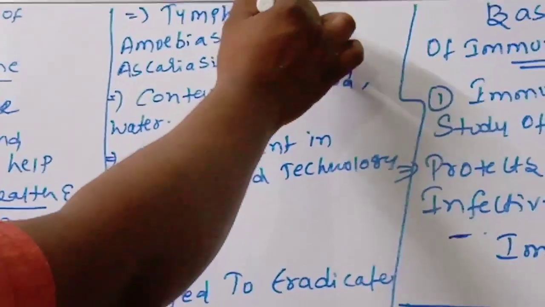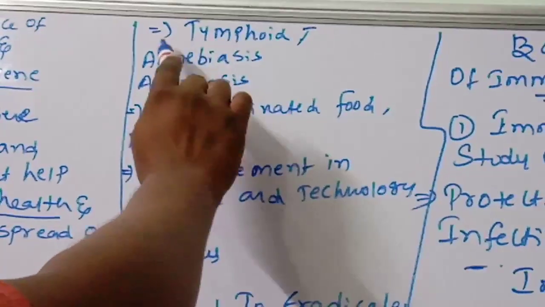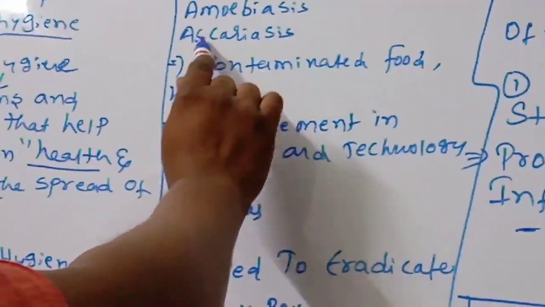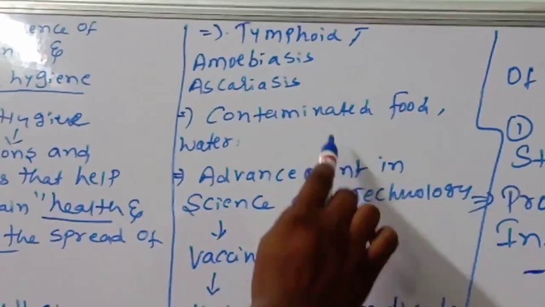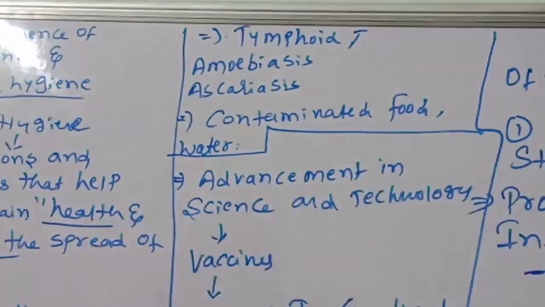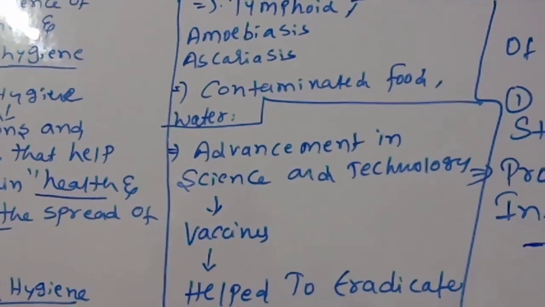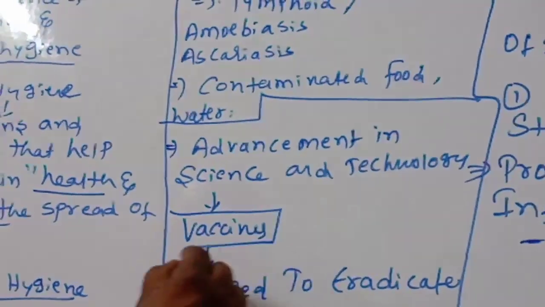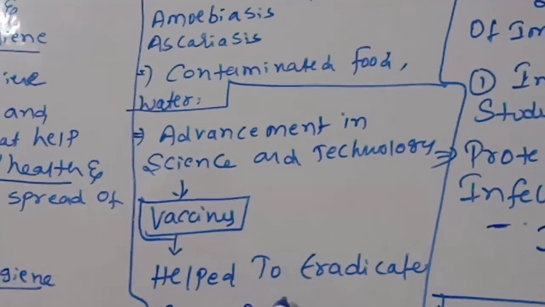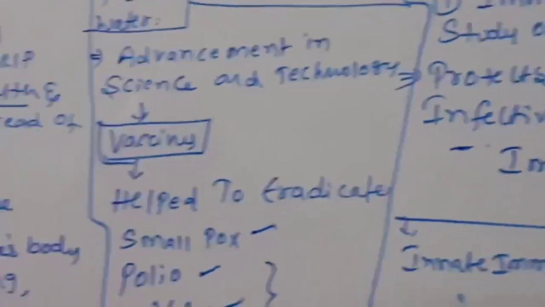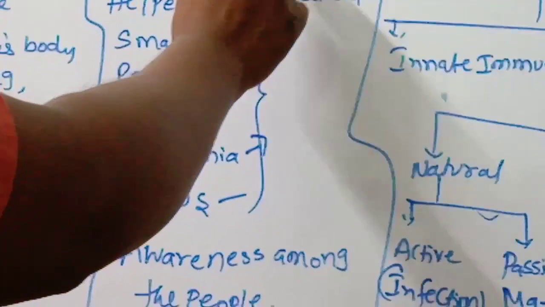There are different types of diseases. If unhygienic conditions are there, diseases will spread: typhoid, amoebiasis, ascariasis, through contaminated food and water. Very dangerous when unhygienic conditions are there. But there is one wonder in our science and technology: advancement has given us vaccines. Scientists invented vaccines to help eradicate smallpox, polio, diphtheria, pneumonia, and tetanus.